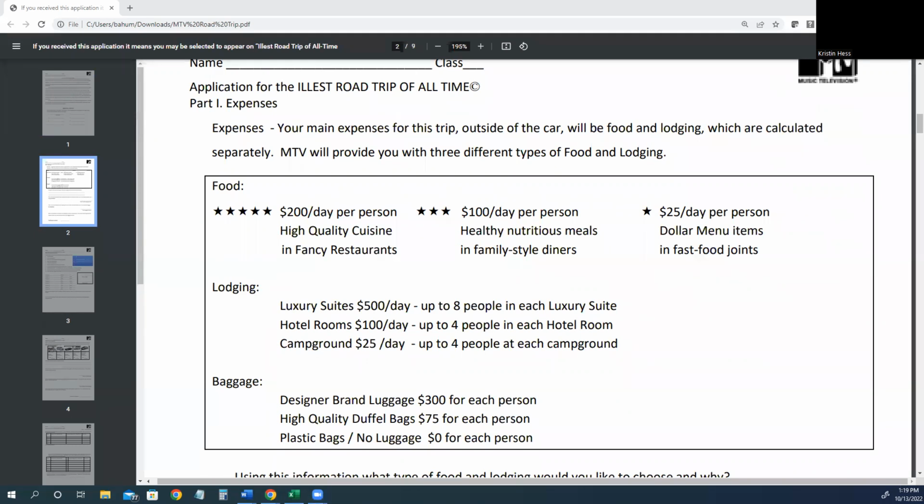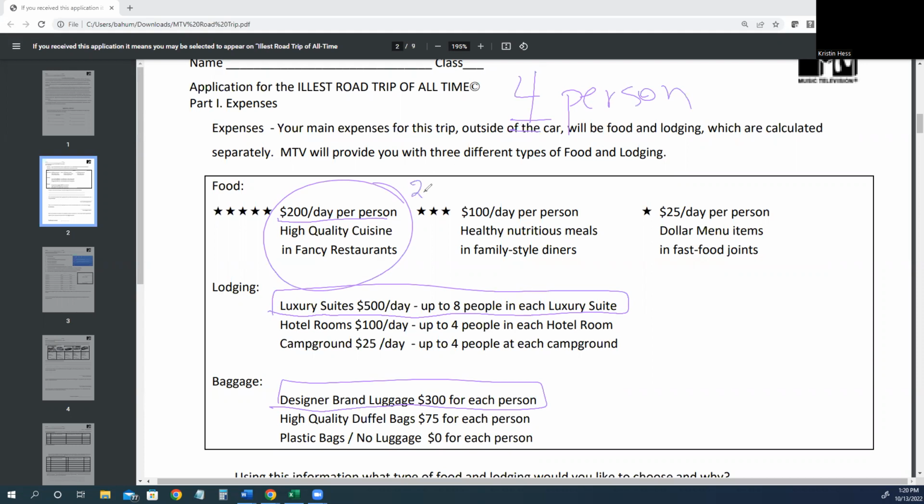For example, if I am taking myself and 4 people, so this is a 4-person trip, and I'm doing high quality food and luxury lodging and designer baggage. That means I'm spending $200 per day per person. Because I have 4 people, I'm going to have 200 times 4 equals 800.